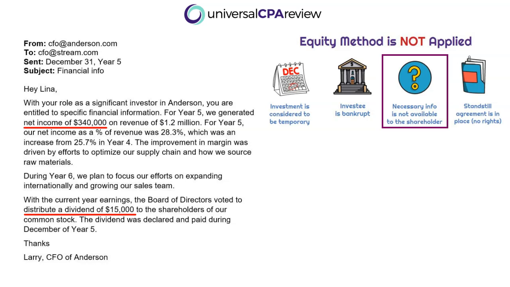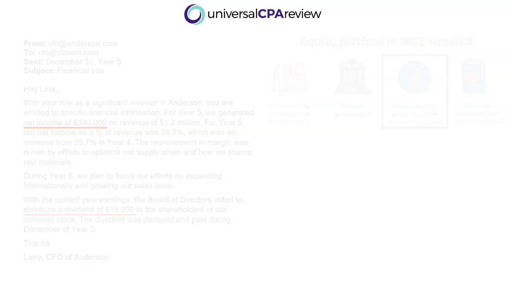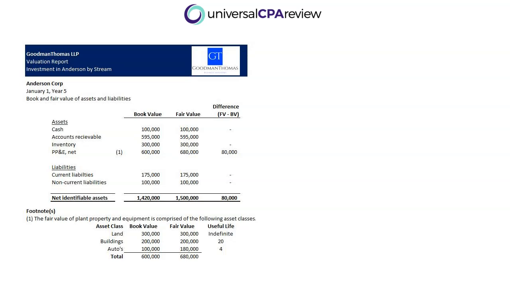So two key pieces of information come from that exhibit: the net income of $340,000 as well as that dividend. All right, so this next exhibit is the Goodman-Thomas valuation report regarding Anderson Corp on the acquisition date. In this summary, we can see that we have the net identifiable assets broken out between assets and liabilities. Then we have the book value and fair value, and we're really focused on that difference column.